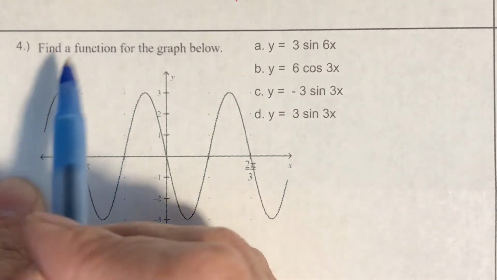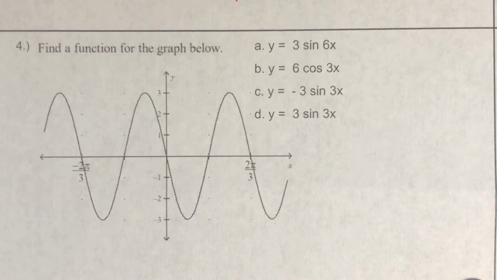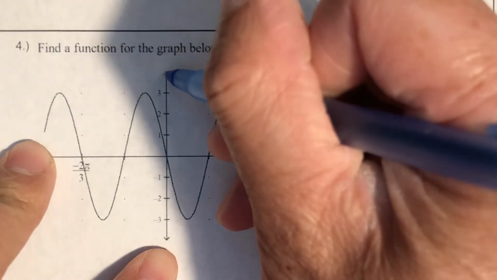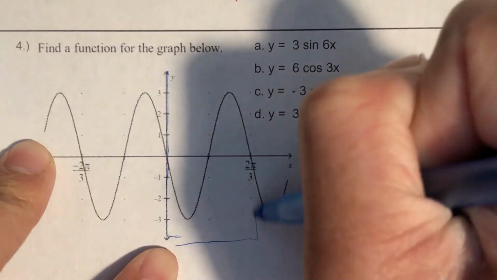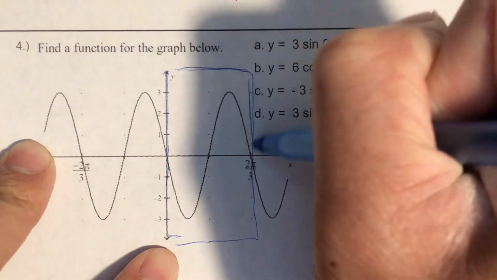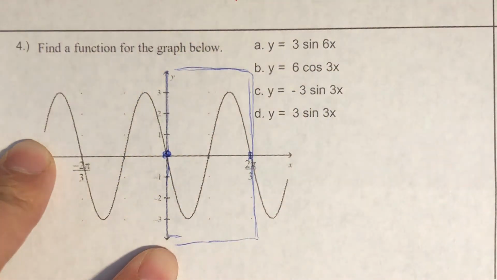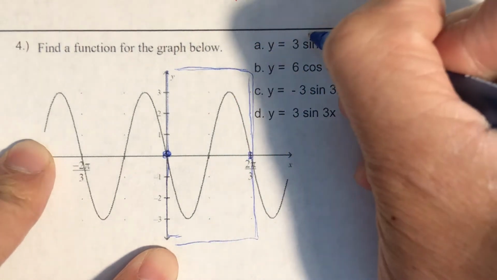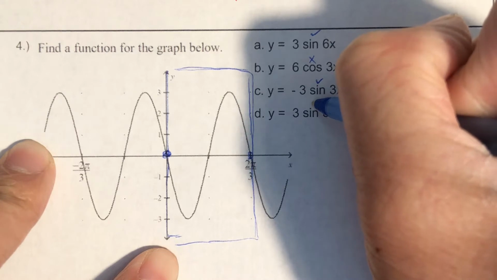And last question, number 4. Find a function for the graph below. All right, there's a couple things you can do here. It doesn't appear to be any shifts. They could be, but I'm just going to put a box around here. And I notice that it's starting at 0 and ending at 0. So I know that's going to be sine.